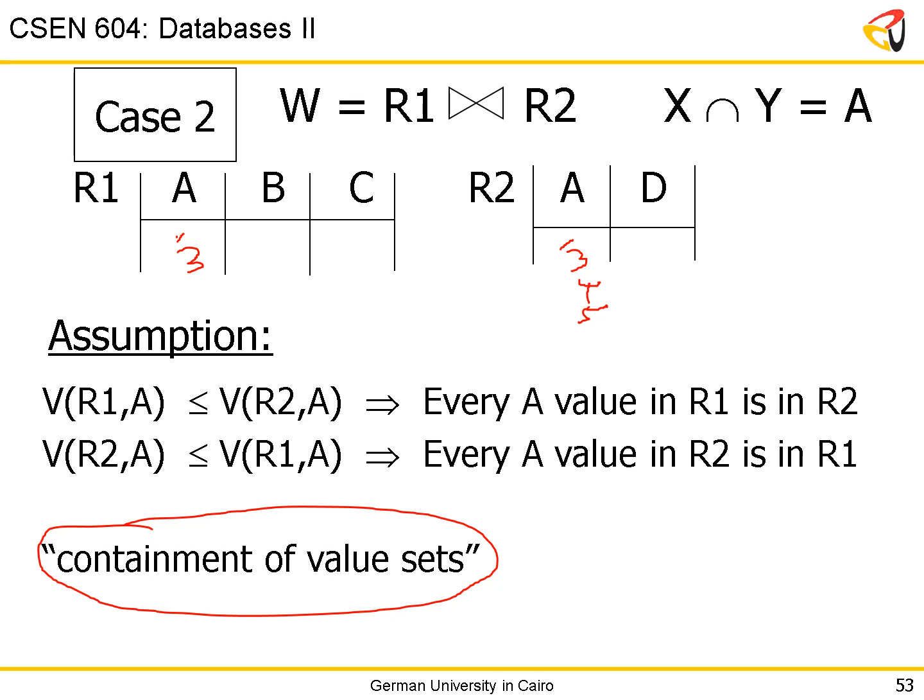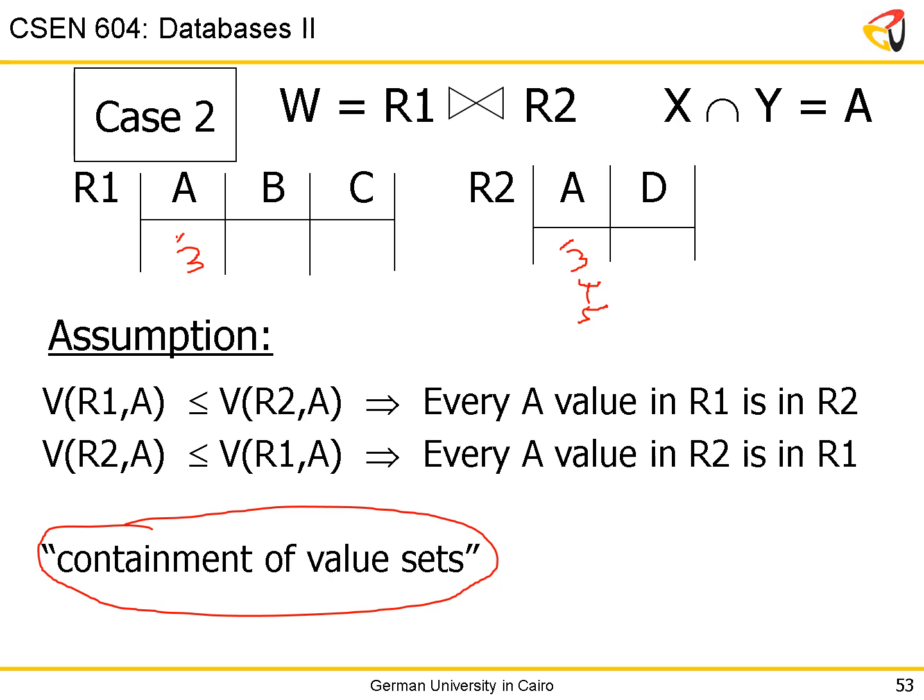Let's read it again. I'm saying that if the number of unique values in column A in R1 here is less than or equal to the number of unique values in R2 here, I'll put you some numbers. Let's say I have here 3 unique values. And if this rule holds, then this could either be 3 or 4 or 5. In other words, every value here in R1.A must be in R2.A.